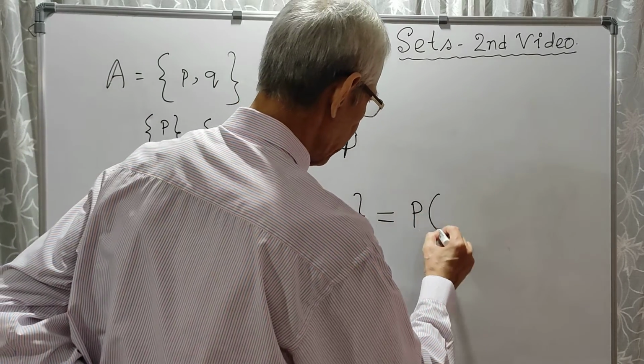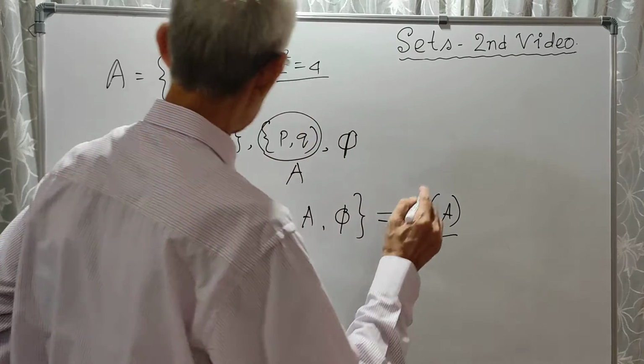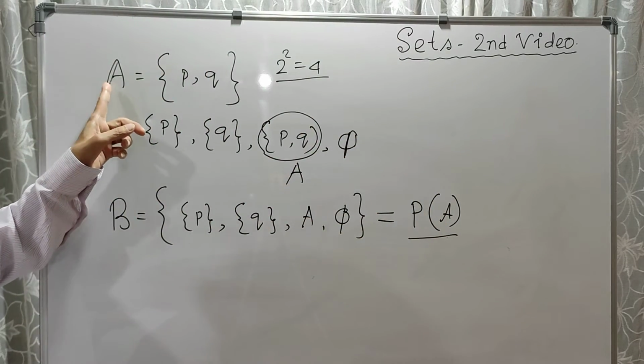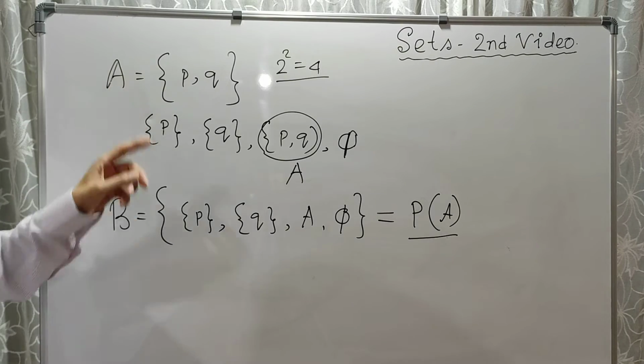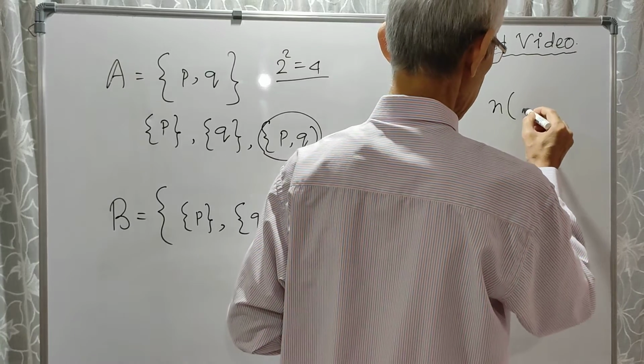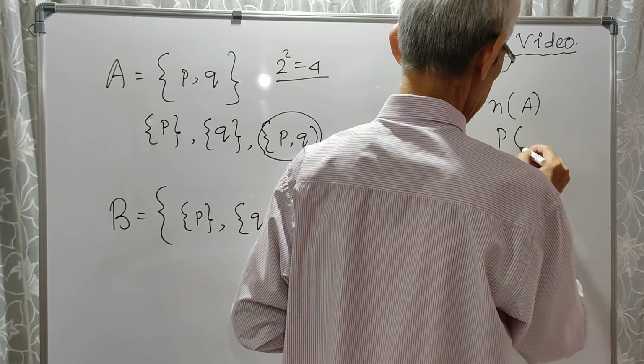And how to write it? This, P(A), is the symbol of power set. So P(A) means the power set of A. Now do not confuse it with n(A). In the last video I showed you another symbol, so see the difference.